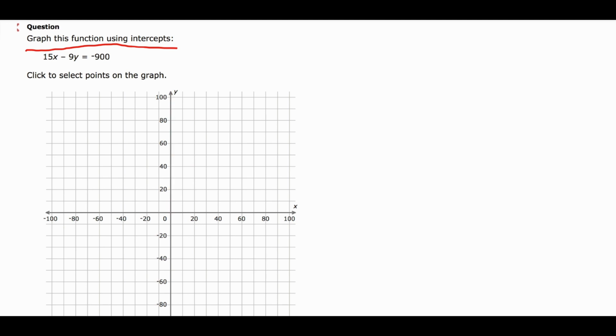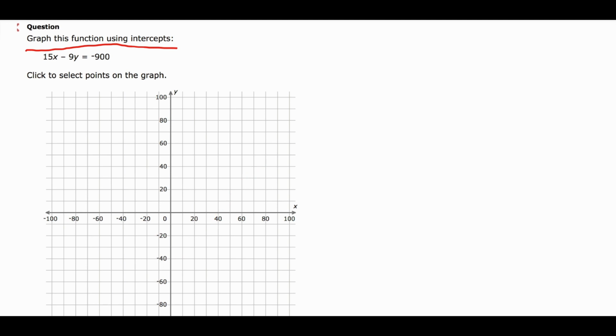So the y-intercept would be 20, right? And that'd be 80 right there. So there's also an x-intercept. We don't really talk about the x-intercept very much. But what's the x-intercept right there? 40. Okay, get that?